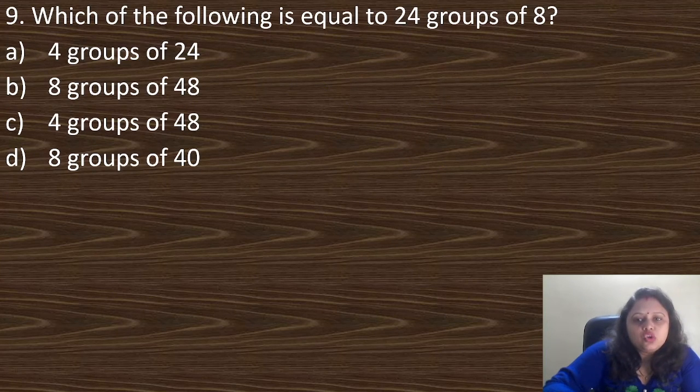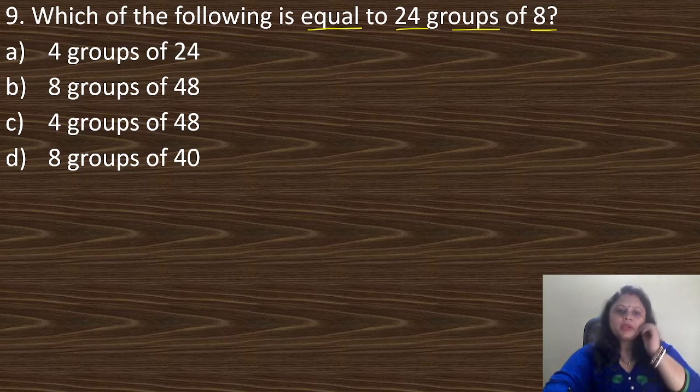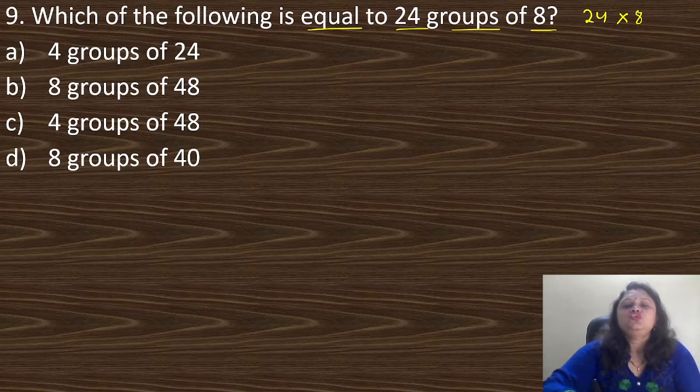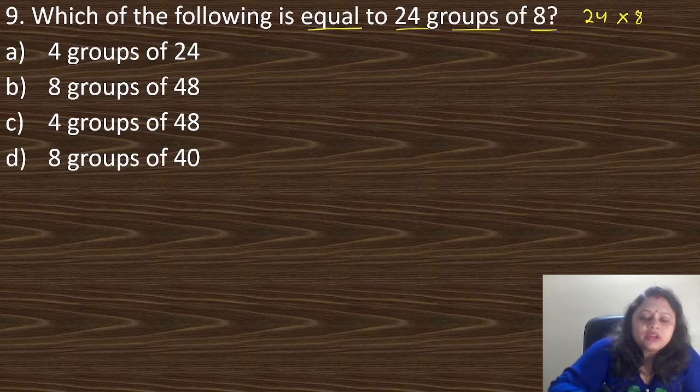Which of the following is equal to 24 groups of 8? Okay, 24 groups of 8 means the value will be 24 into 8. And we have to find the correct option. So from the options, in option A, it is told 4 groups of 24. 4 groups of 24 means 4 into 24.